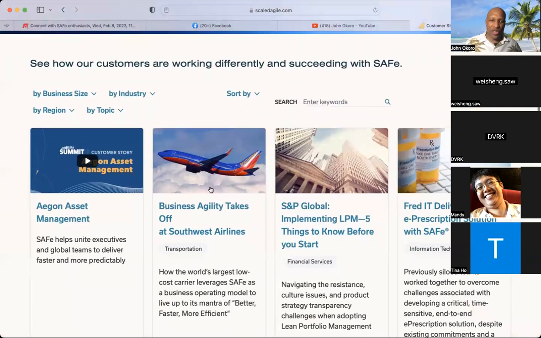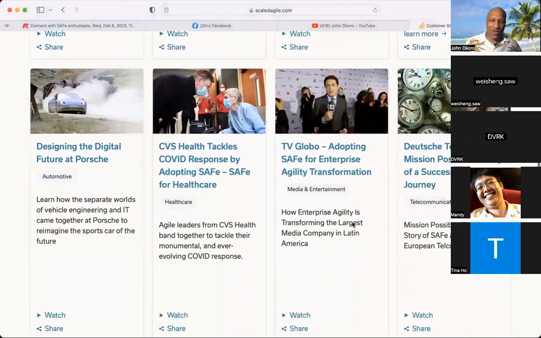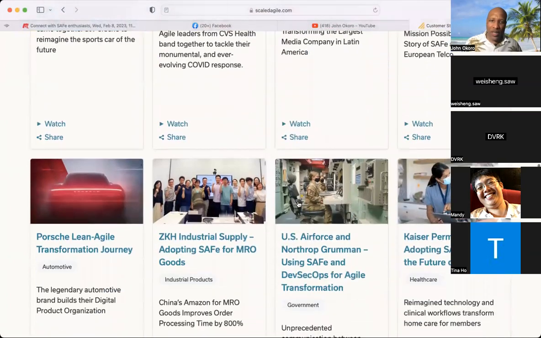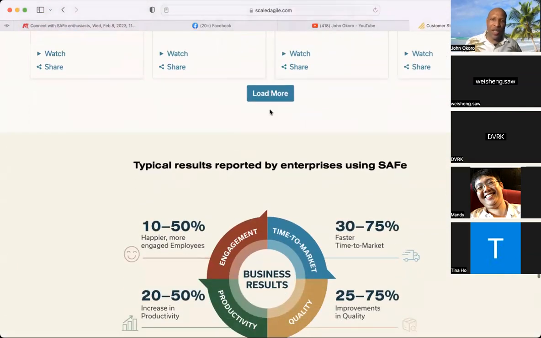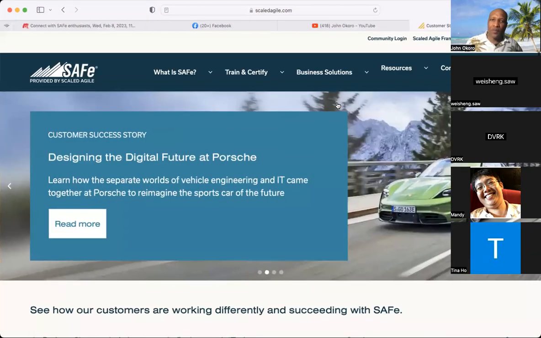It actually shows organizations like Southwest Airlines and for IT services and CVS, which is the American pharmacy, Deutsche Telekom in Europe, let me admit. And then we have ZKH Industrial Supply, the U.S. Air Force, Kaiser Permanente is a U.S. healthcare provider, Porsche, everybody knows Porsche, I'm sure. So these are all just case studies. Chevron, I know there's a lot of work they've been doing in Southeast Asia and using Scaled Agile with that as well. American Express, so Allianz. These are many just examples of organizations that are using Scaled Agile.